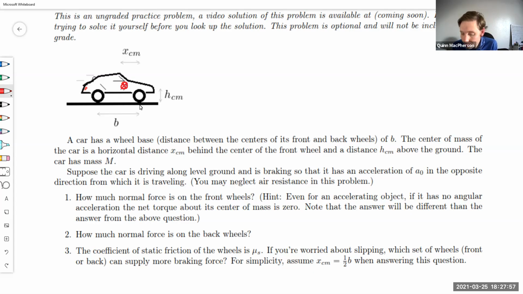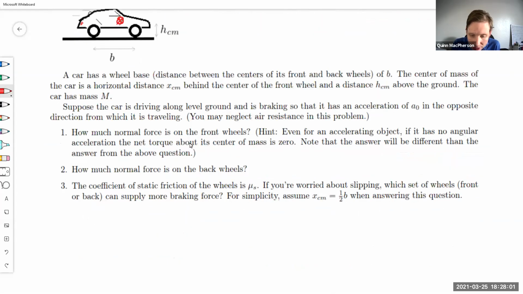Okay. The first question says basically what we're doing is we have it's braking, and it is accelerating in the opposite direction, meaning accelerating backward because it's braking at acceleration a naught. Basically what we want to know is what is the normal force on the front wheels.